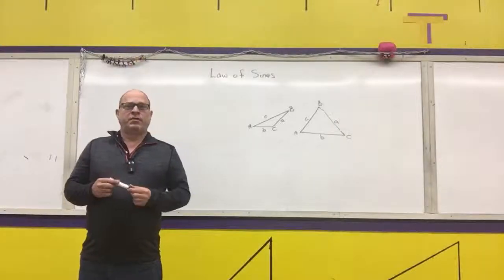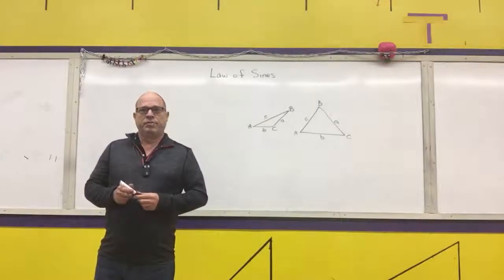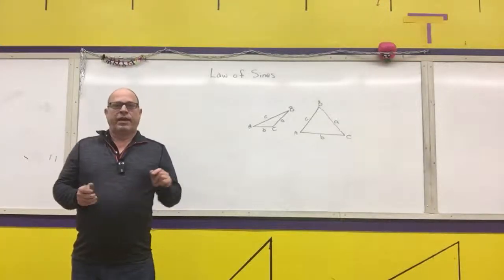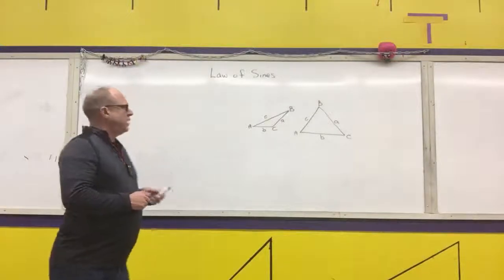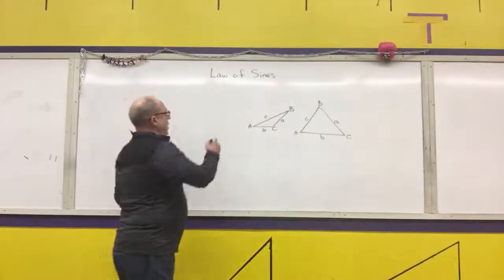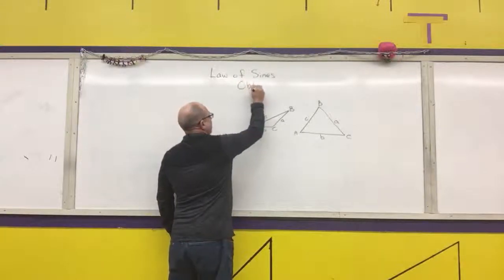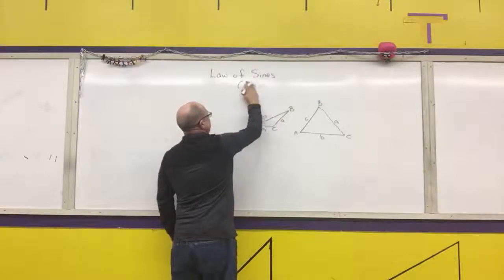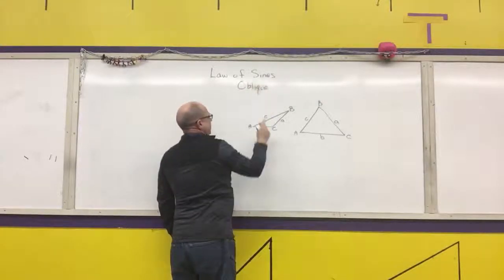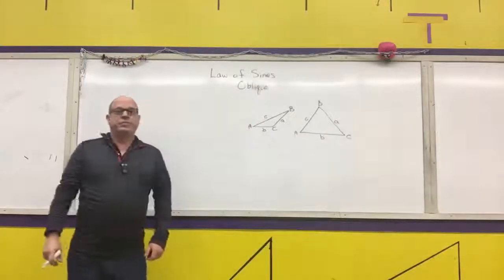The next section we're going to cover is fairly straightforward. It has two formulas for you to memorize, and then the application problems that go with those, and that's the law of sines. The law of sines is used anytime you have an oblique triangle, which means the triangle is either obtuse or acute.